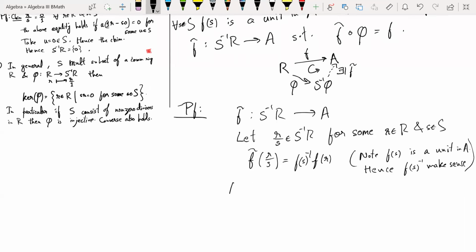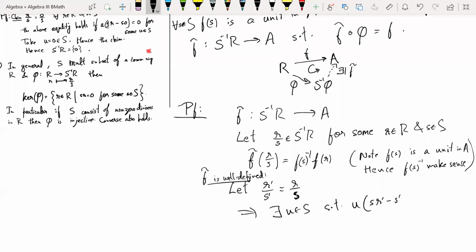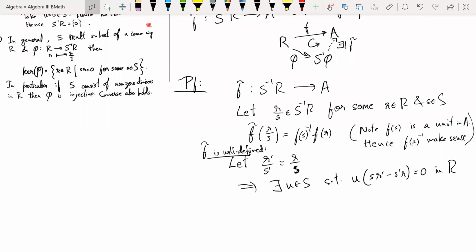So let R prime over S prime be equal to R over S. F tilde is well defined is what we are checking. This implies there exists u in S such that u times (S R prime minus S prime R) equals 0 in R. This is what the two equivalence classes being the same means, and that means these two belong to the same equivalence class.